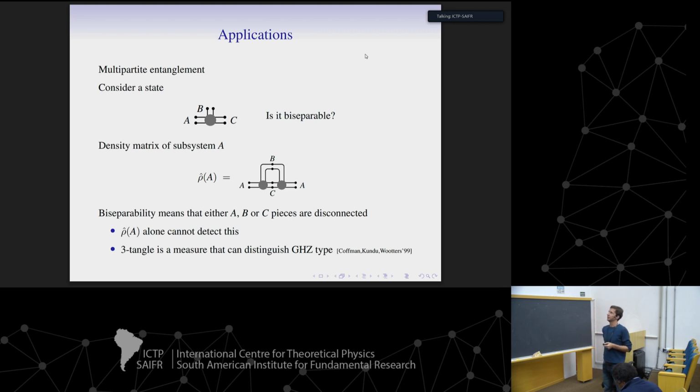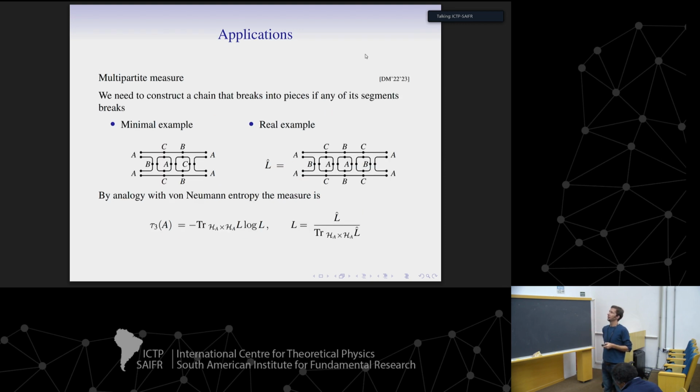So you can just take this state and make this kind of ladder, and if any of the parties A, B, and C are not connected, then this will be detected by this kind of ladder if you compute the analog of the von Neumann entropy. So it is just a way to determine the weak link.